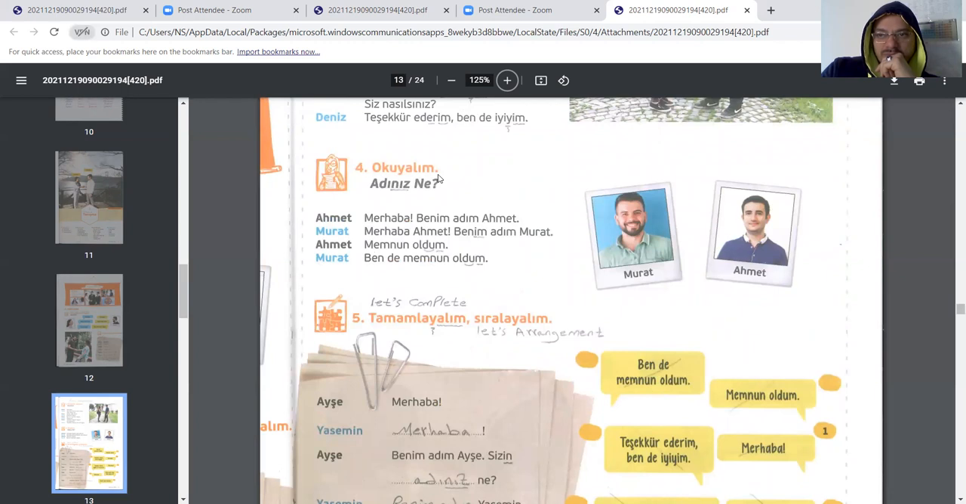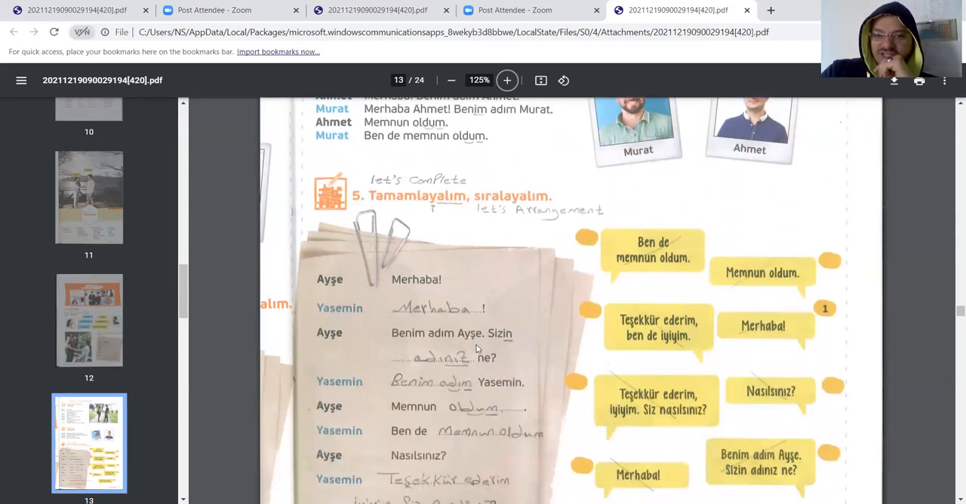Here, okuyalım, let's read. Adınız ne? The academic form, adınız ne, instead of adın ne. Merhaba, benim adım Ahmet. Merhaba, Ahmet. Benim adım Murat. Memnun oldum. Ben de memnun oldum. Tamamlayalım, let's complete. And sıralayalım, let's arrange.